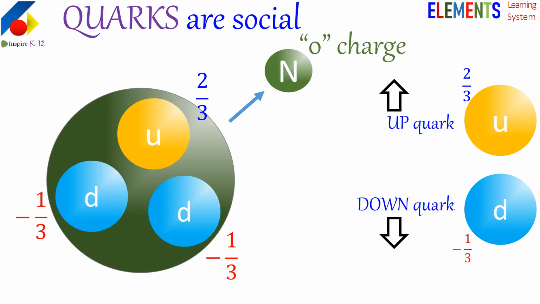Likewise, a neutron is again made up of 3 quarks, but it's different from the proton. It has 2 down quarks and 1 up quark. Now if you add together 2/3 minus 1/3 minus 1/3, the answer will be 0. So a neutron is neutral, it doesn't have any charge. Interesting.